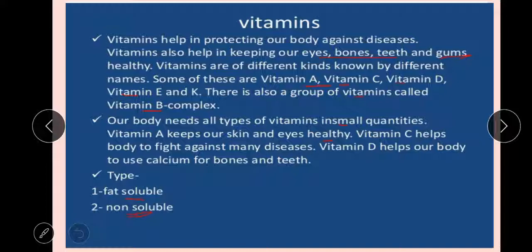Vitamin A keeps our skin and eyes healthy. Vitamin C helps the body to fight against many diseases. Vitamin D helps our body to use calcium for bones and teeth. Actually, there are two types of vitamins. The first one is fat soluble and the second is water soluble.